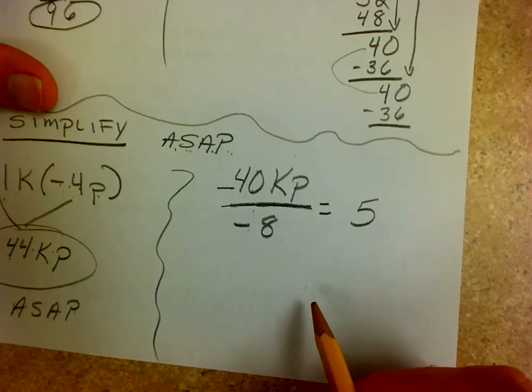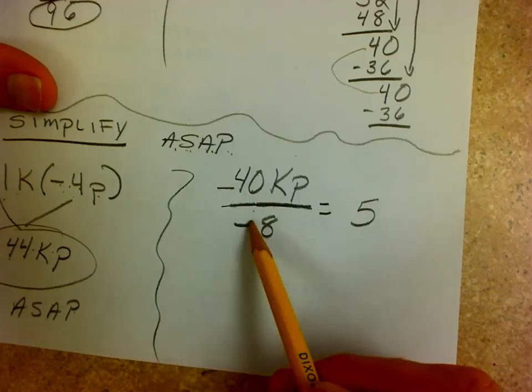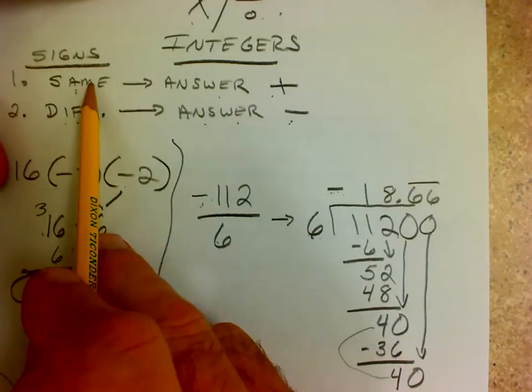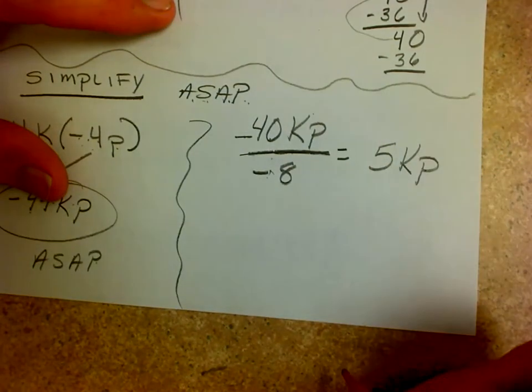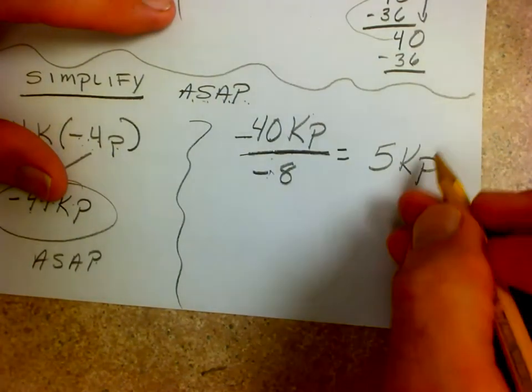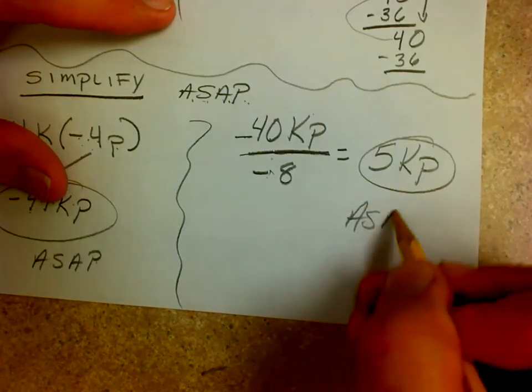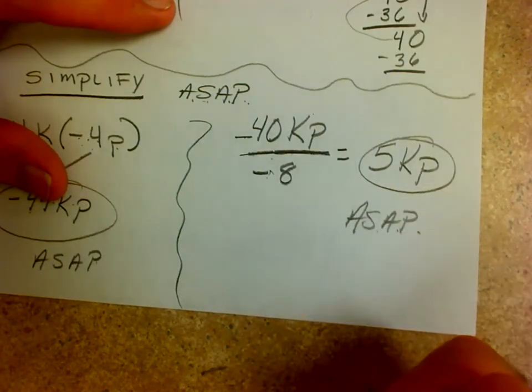That's a 5. Which 5 is it? Well, our signs are the same, so our answer is positive. So we'll leave that as 5kp. That's as simple as possible.